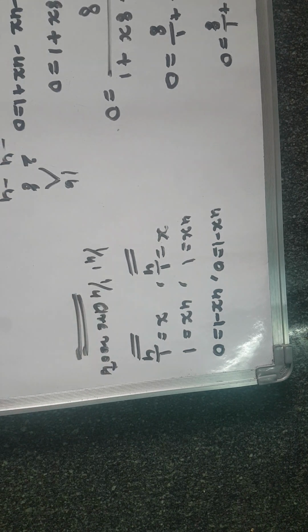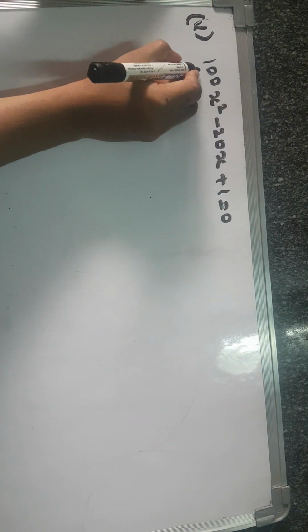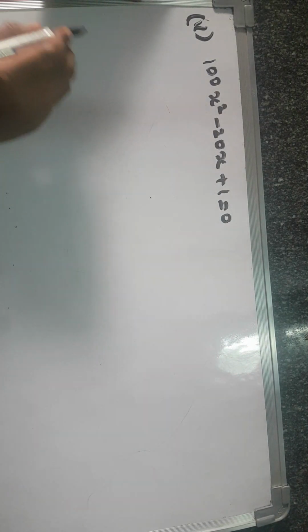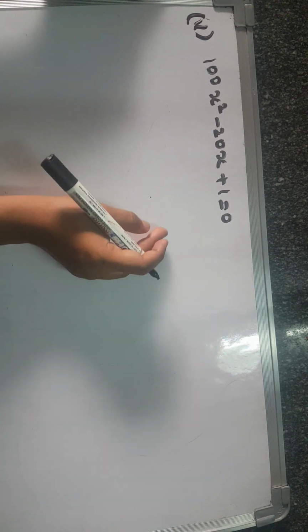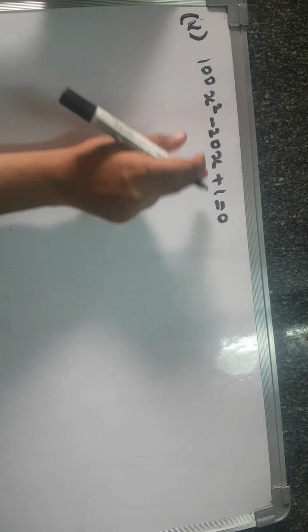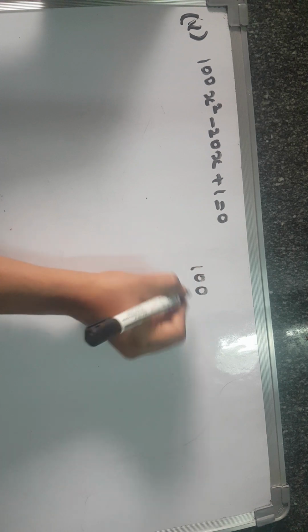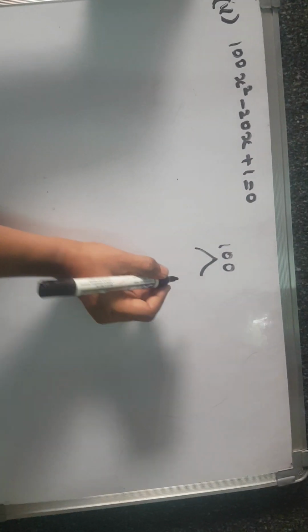Okay, now let us continue with the other question. The next question is 100x square minus 20x plus 1 equals 0. Now multiply 100 into 1, which gives the value 100. Okay, now take the factors of this.